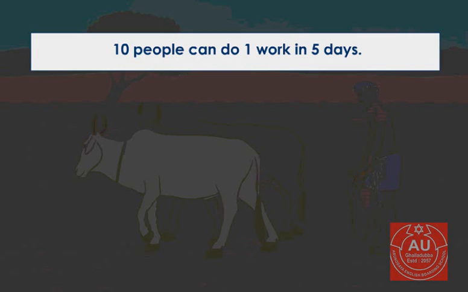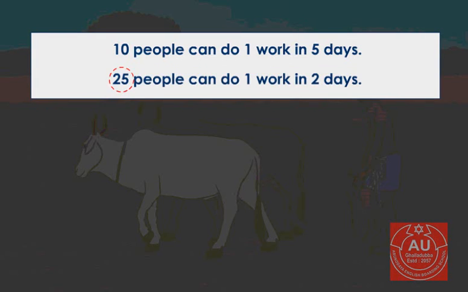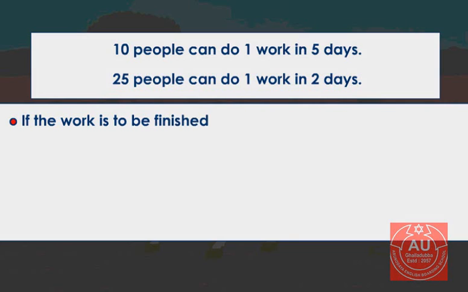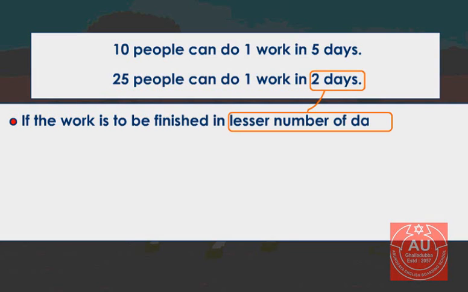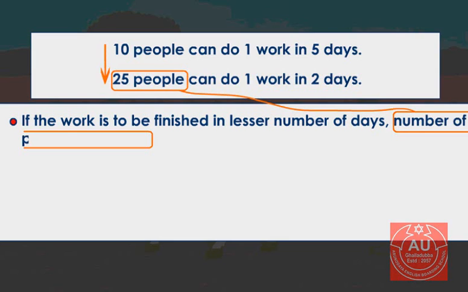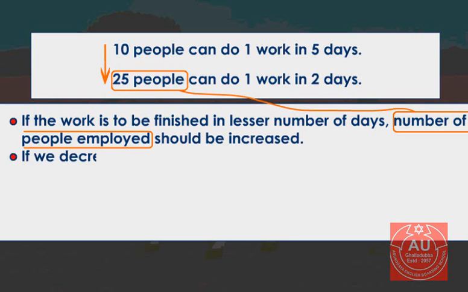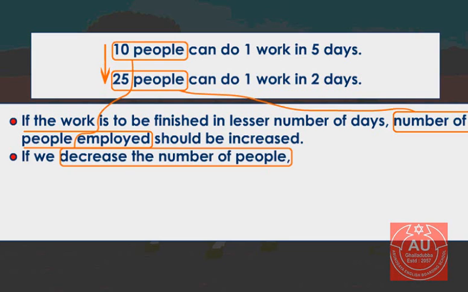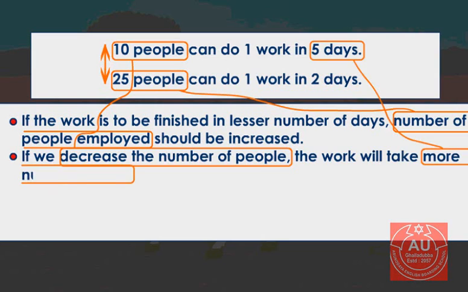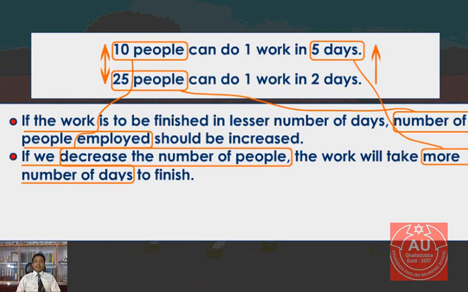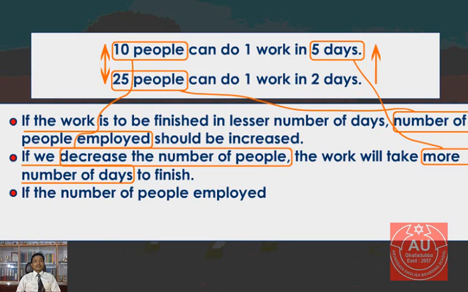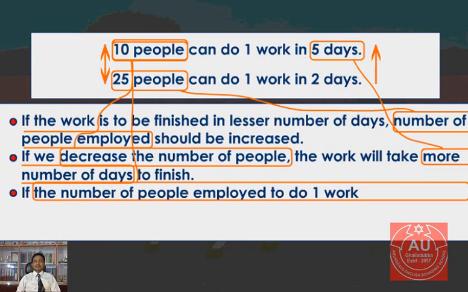If 10 people can do one work in 5 days, the same work, if we need to finish in less number of days, we must increase the number of people. That means 25 people can do the same work in 2 days. So, if the work is to be finished in very less number of days, number of people employed should be increased. And just opposite to that, if we decrease the number of people, the work will take more number of days to finish. So this is the concept you all must understand.